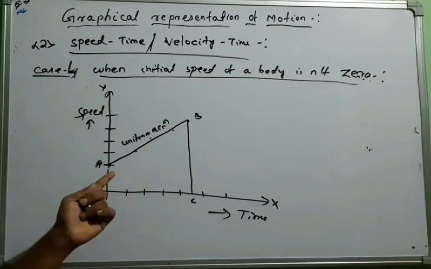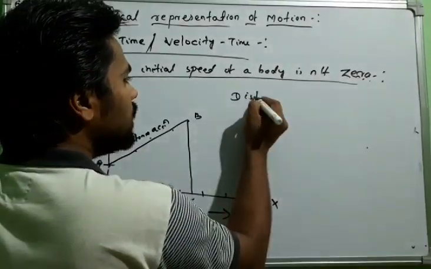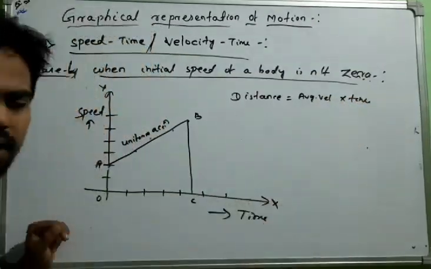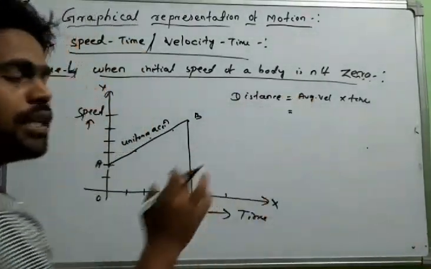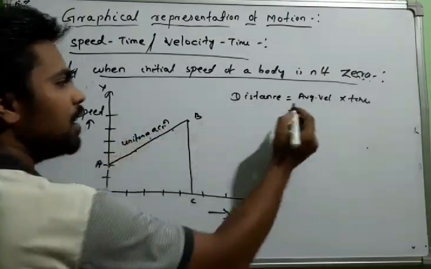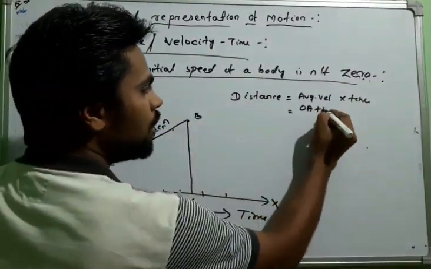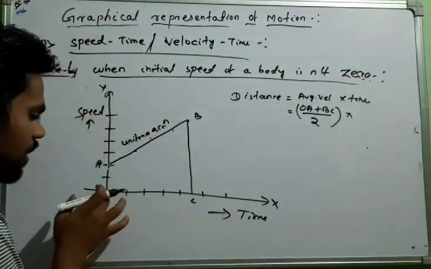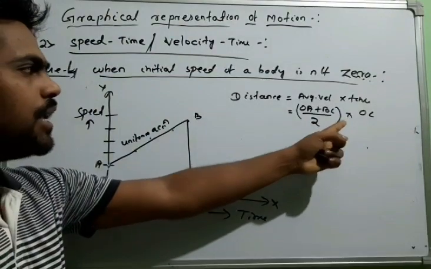If we take how much distance is traveled, you already know distance is equal to average velocity into time. So here, what is the average speed? Average speed is initial velocity plus final velocity divided by 2. Initial speed is OA. What is the final speed? BC. So OA plus BC divided by 2 is the average velocity, into the time traveled, OC.